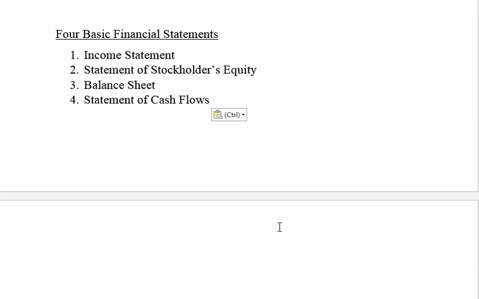You guys, we've already mentioned financial statements several times. We have four basic types. First one is an income statement. There we'll calculate the profit or loss of the business for the year. We call that net income or net loss.